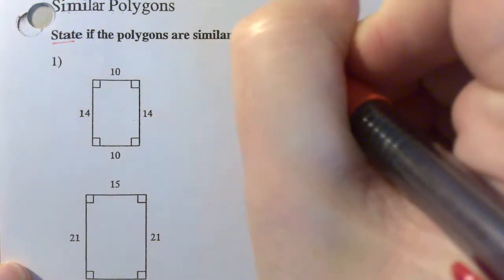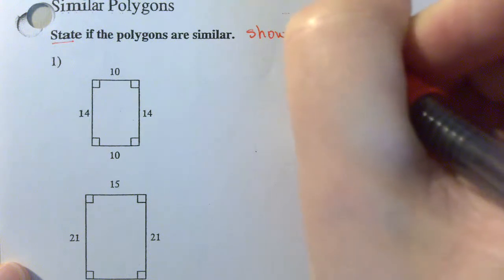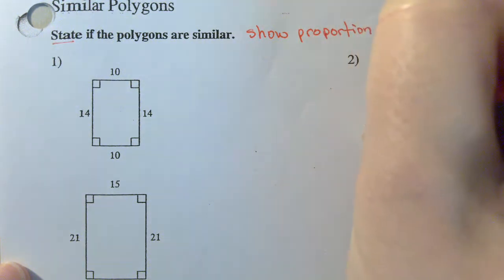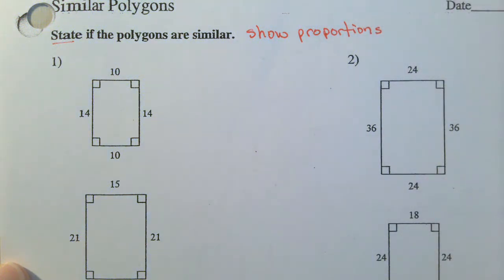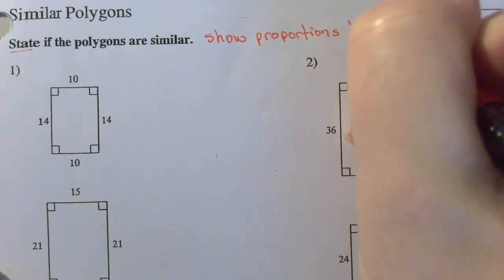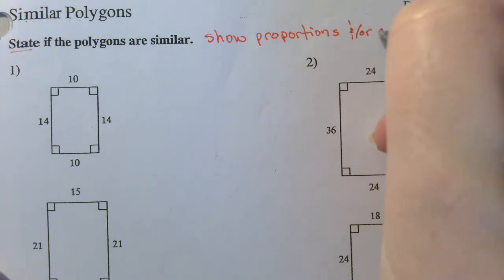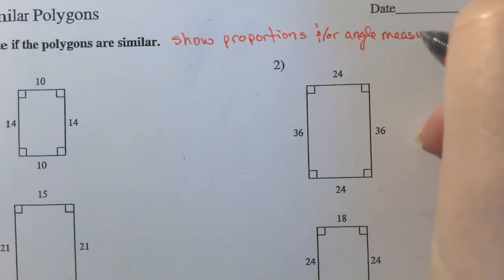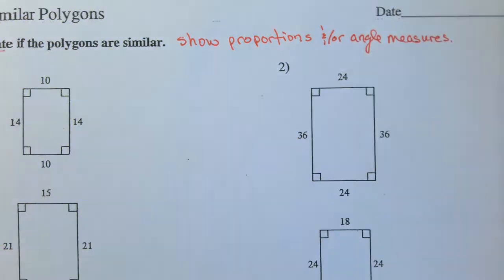So I'm going to put in the notes here, show proportions. So if you have four sides, you should show four proportions. So proportions and/or angle measures. Can you please add that into your directions? Show proportions and/or angle measures.